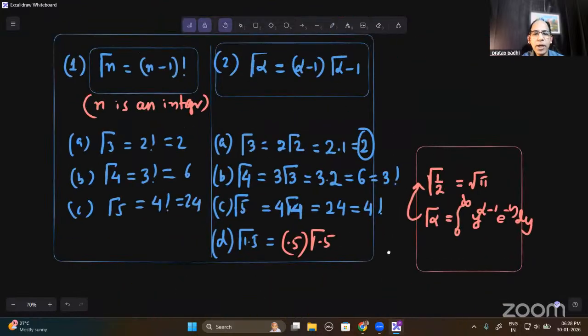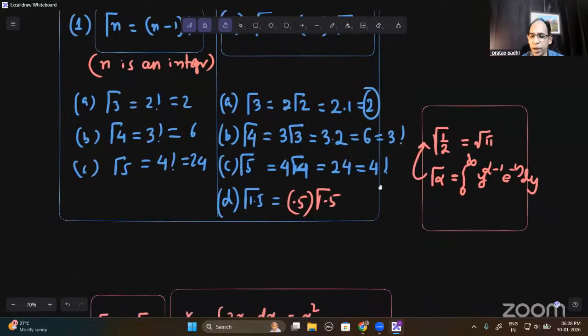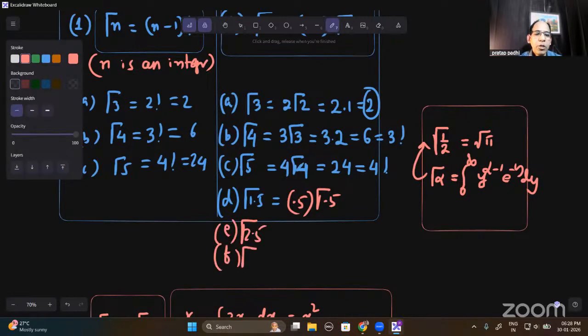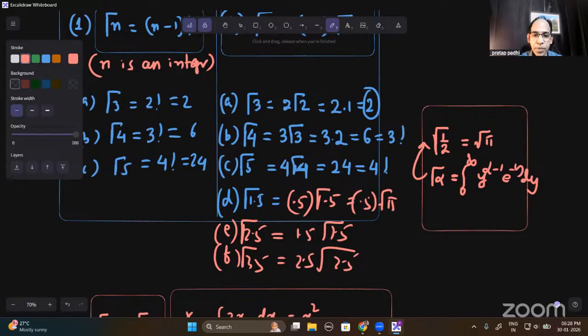I'm going here once again. Here you have gamma 1.5, and then I can write gamma 3.5. So this will be 1.5 gamma 1.5. This is 2.5 gamma 2.5. So this is anyway 0.5 square root of pi, right? This will be 1.5 times the 0.5 square root of pi that is already there. That way you write, you will get all the values.